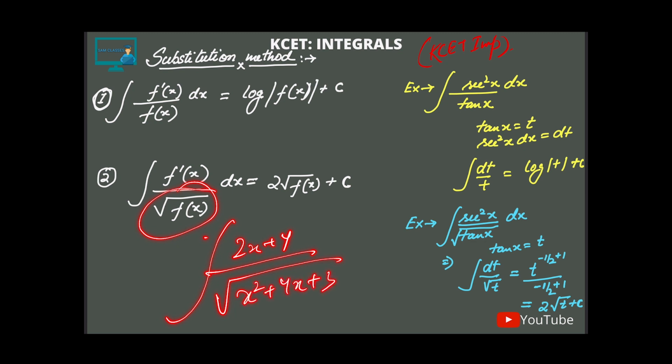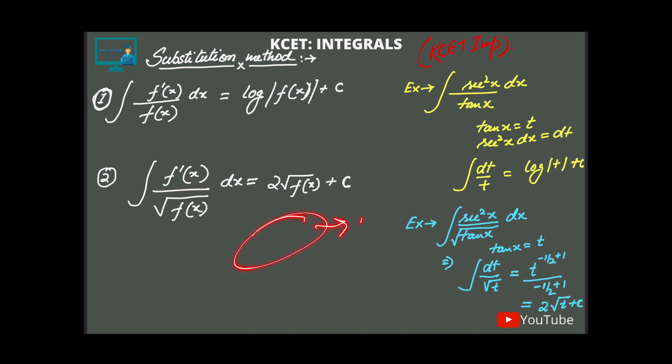If I take the inside one as t and this one as dt, I'll get 2 integration of root f(x) plus c. So I've given you the shortcut formulas which you can use. See here, I have taken tan x as t. So what will I get? dt by root t.